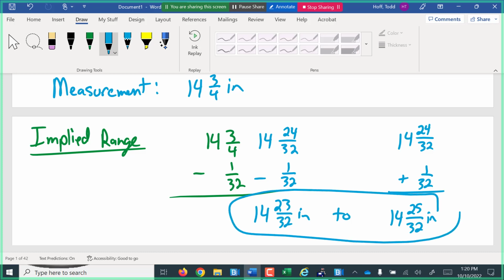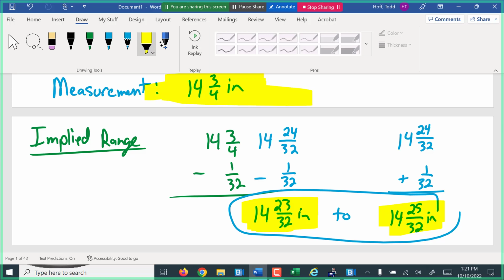So on your tape measures, when you report a measurement of 14 3/4 inches, what you're actually saying is the object you measured was somewhere between 14 23 32nds and 14 25 32nds. It was just closest to the 14 3/4. So that's what you reported. Now for you guys in construction, it's not such a big deal. But if you go on to the next level of design and engineering, keeping in mind that any measurement that is reported is actually a range of actual possible measurements is very important in doing our calculations.